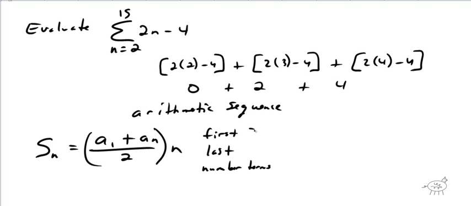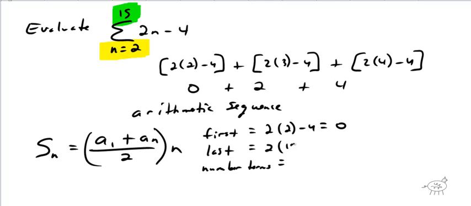So how do you figure out all of these? Well, the first term, you plug the 2 in, because that's our first term. So plug it into the 2n minus 4. It's 2 times 2 minus 4. Well, we already did that. That's equal to 0. That's our first term. How do you get our last term? Our last term is plugging in the highest number, what it's going up to, the 15. You plug that into the equation. So it's 2 times 15 minus 4. So 30 minus 4 is 26. That's our last term.